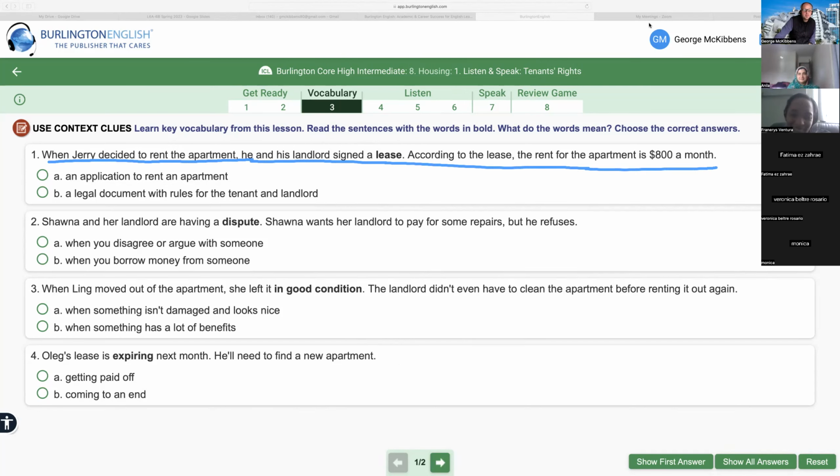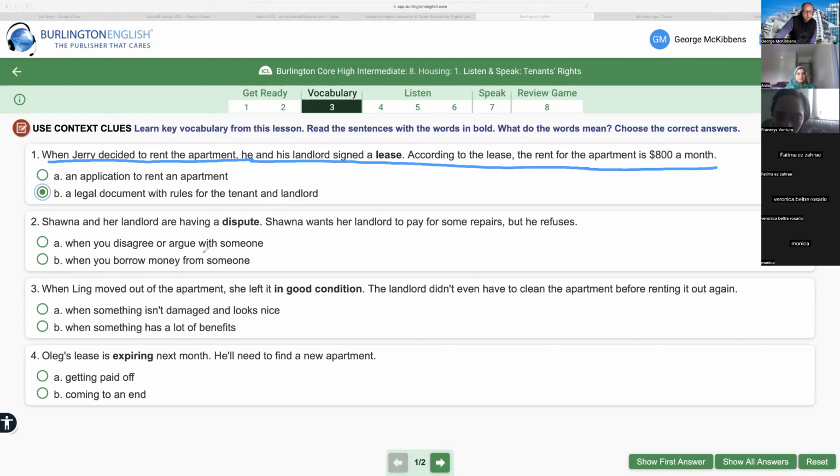Okay, Jerry, when Jerry decided to rent the apartment, he and his landlord signed a lease. According to the lease, the rent for the apartment is $800 a month. I think that it's $800 a month. Thank you, teacher. All right. So I think that the word lease is B.